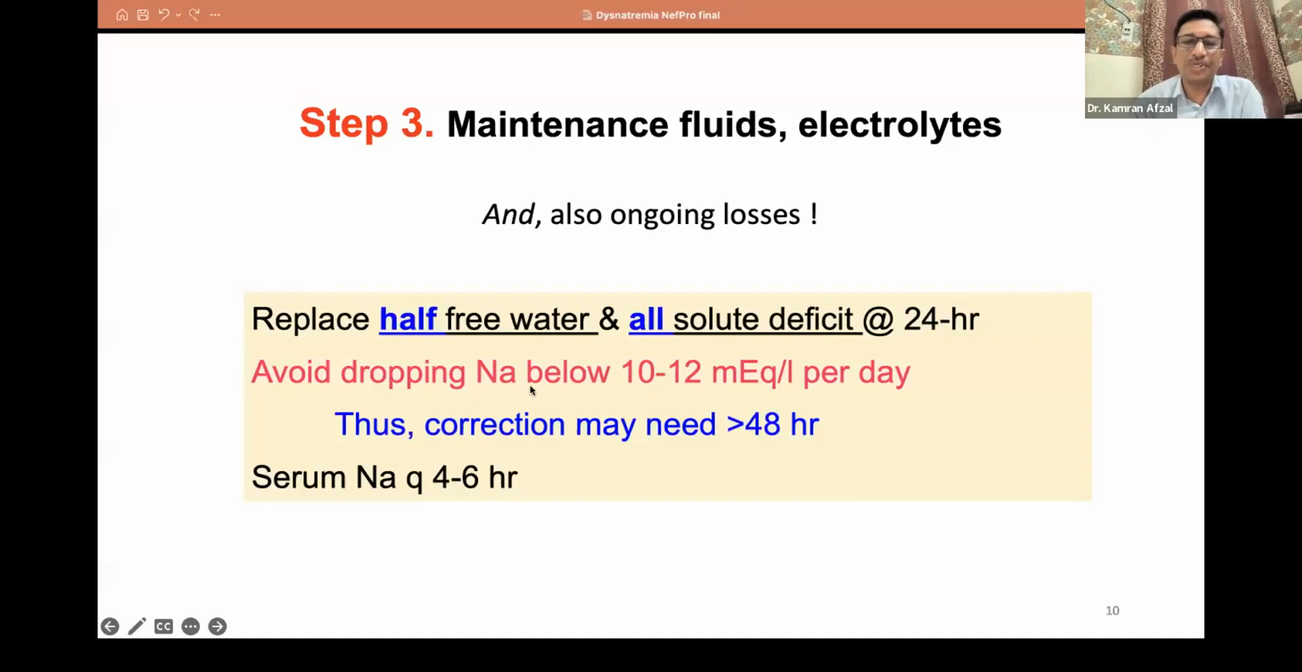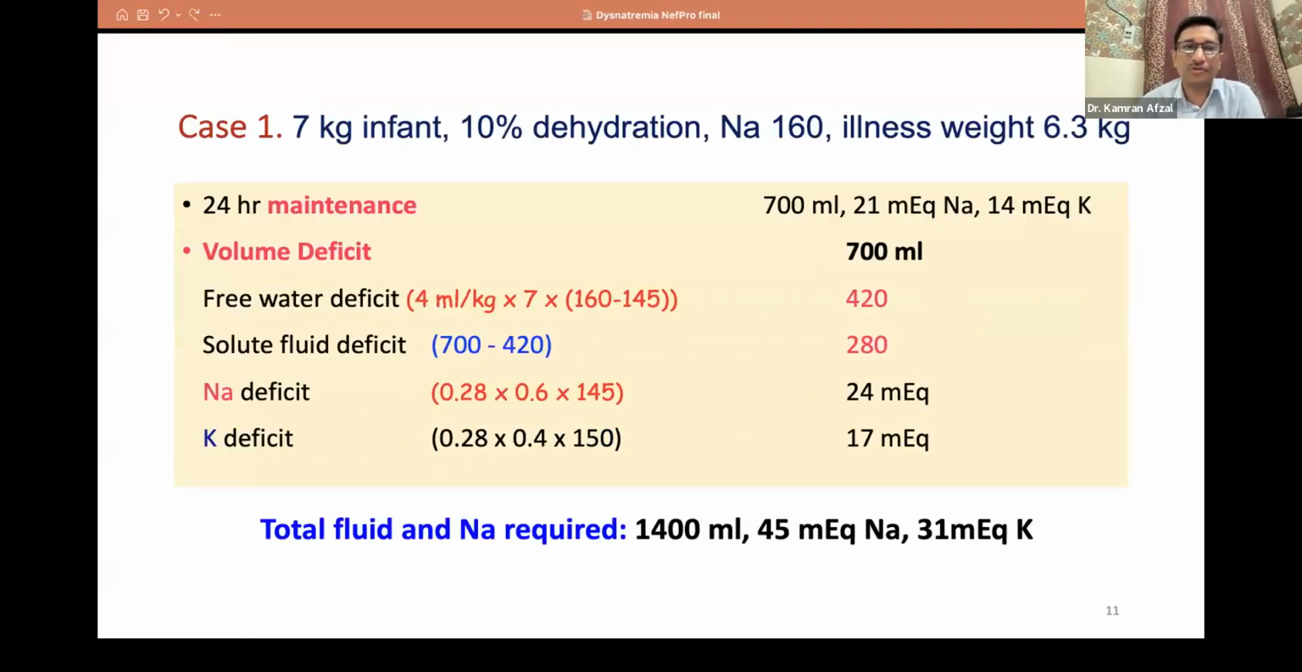So we avoid dropping sodium by more than 10 milliequivalents per liter per day. Therefore, the correction should take place over a period of 2 days or more. Now, having said this, you need to monitor the serum sodium values frequently in order to adjust the fluid that you are giving so that you do not have a very fast or very slow fall in the sodium values.